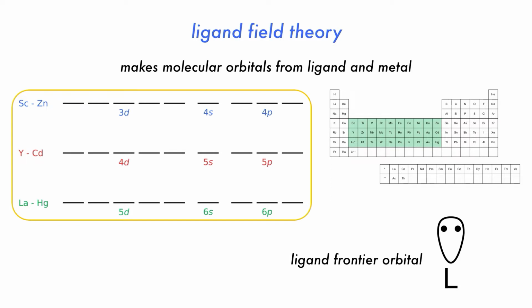Initially only sigma bonding will be considered, and so the Lewis basic ligand structure will look like this, with a lone pair of electrons pointing at the metal center as a sigma bond.